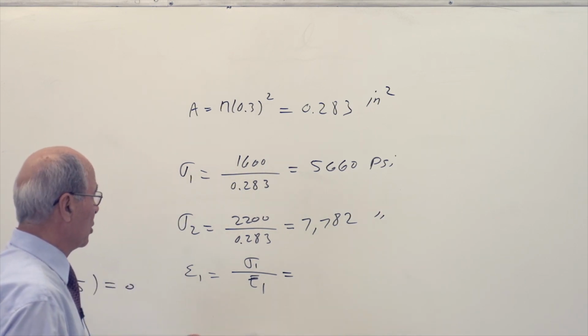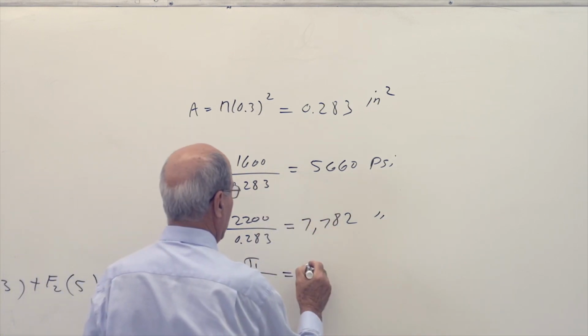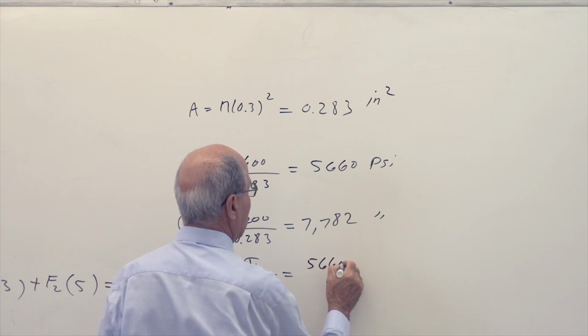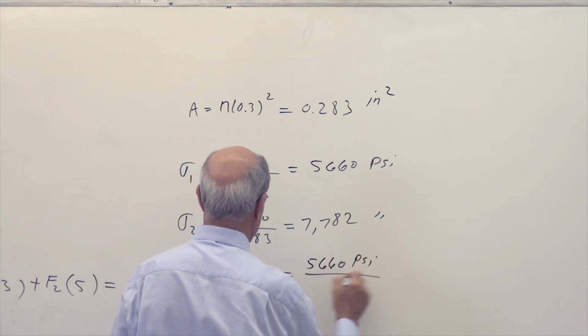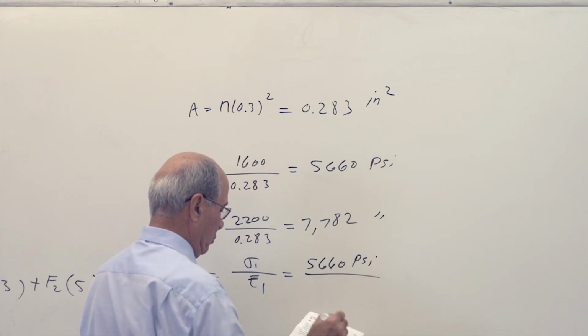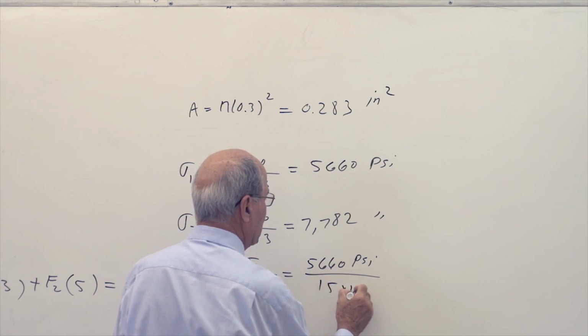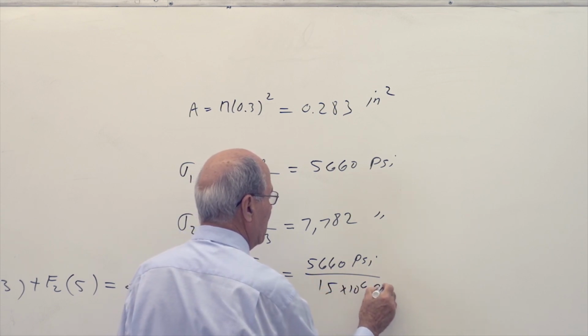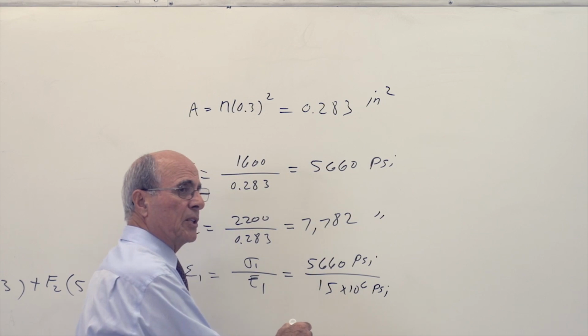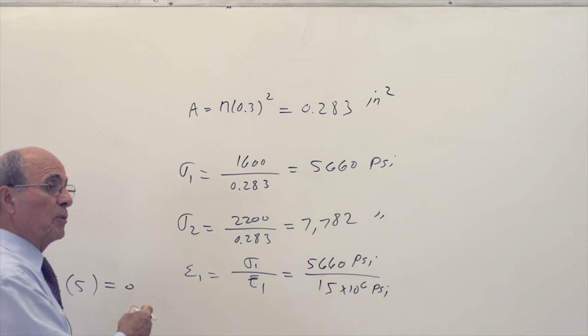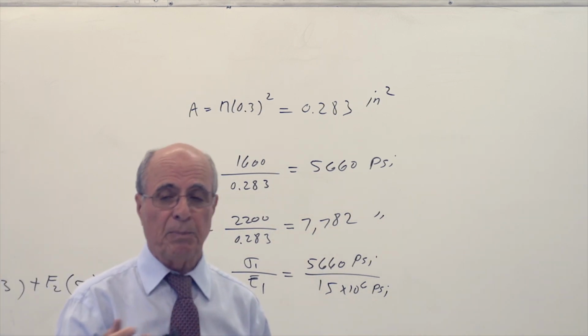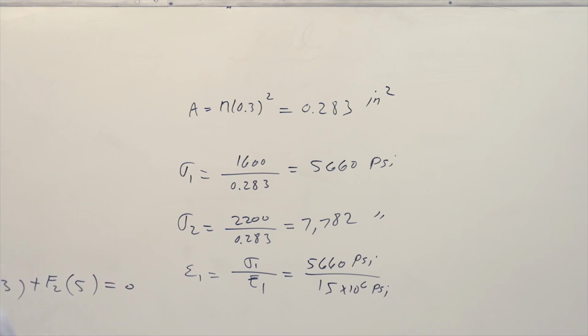I said this is very important. So sigma 1 is given, 5,660 psi divided by E1. E1 was given equal to 15 times 10 to the power of 6. Now you have to be psi over psi. In other words, it will not have a unit, because epsilon doesn't have a unit. Many people put inch there or millimeter there or whatever. Everybody see what I'm talking about. Some of you are not following the unit.